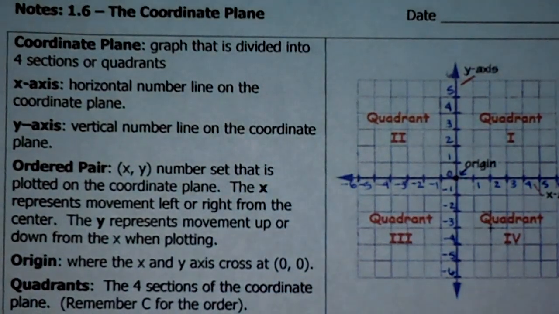We are going to learn about the coordinate plane today. We're in section 1.6 in your textbook. And what is the coordinate plane? Well, it's basically a graph, and it's divided into 4 sections, and those 4 sections are called quadrants.